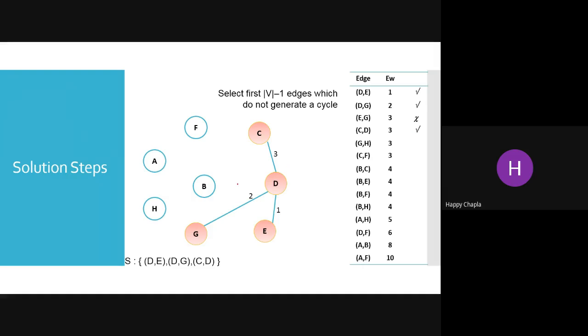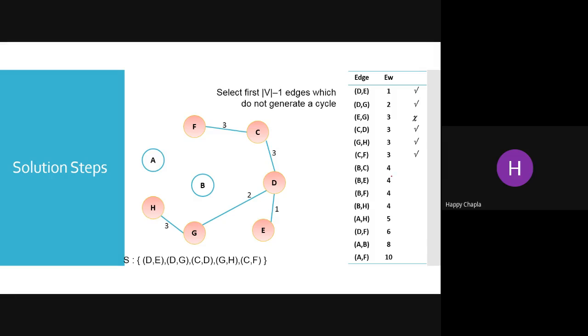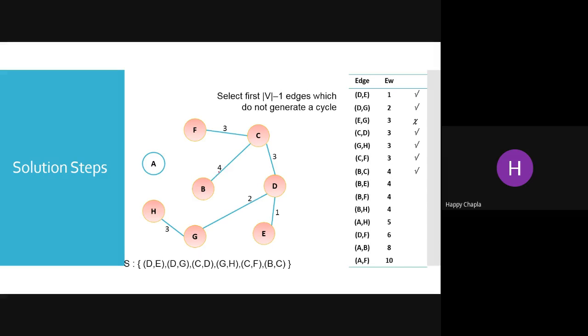Now next is G to H. So G to H. Can we accept this G to H? Yes. Why? Because the cost is also minimum and there is no cycle. So we can add it over here. Now next is C to F. So here the cost from C to F is equal to 3. So we can take it and there is no cycle. Now B to C. If I take this B to C, is there any cycle? No. So we can take it with the minimum cost equal to 4.